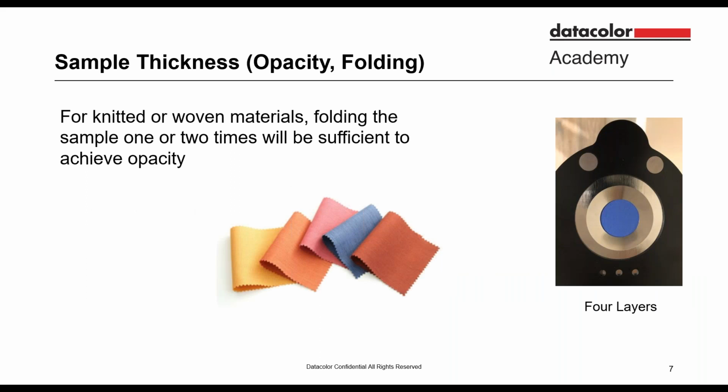For typical knitted or woven materials, folding the sample one or two times will be enough to achieve opacity. In the example, you can see a blue cotton sample where we have made two foldings or 4 layers, and the positioning shows a very uniform, very clean presentation.